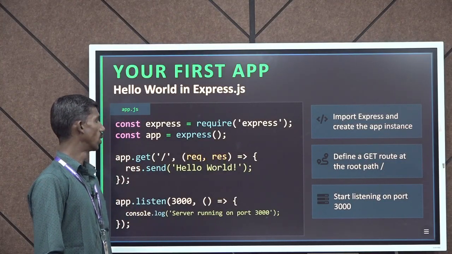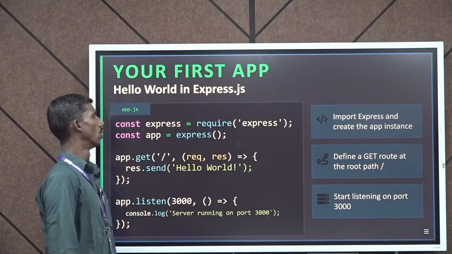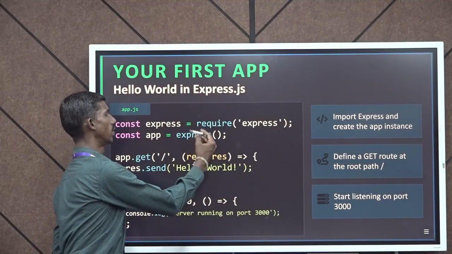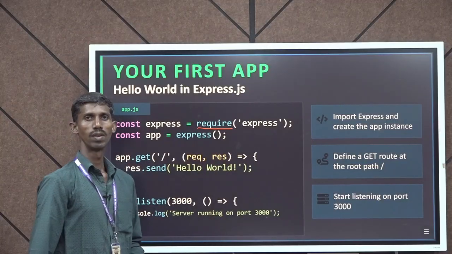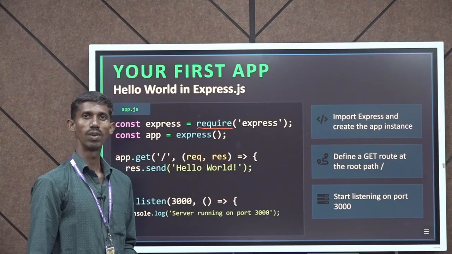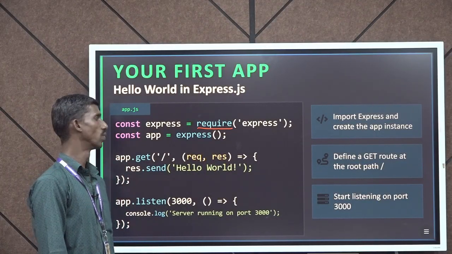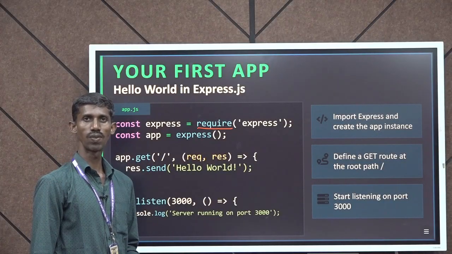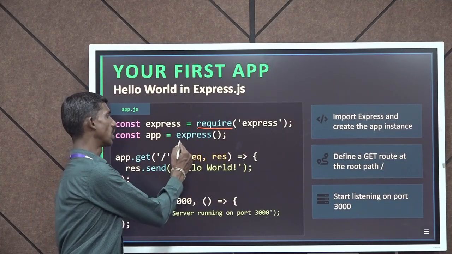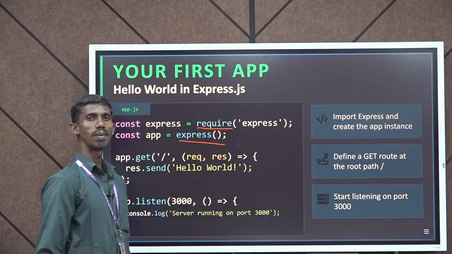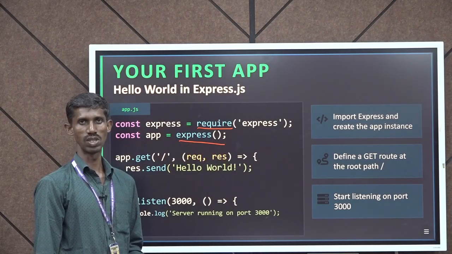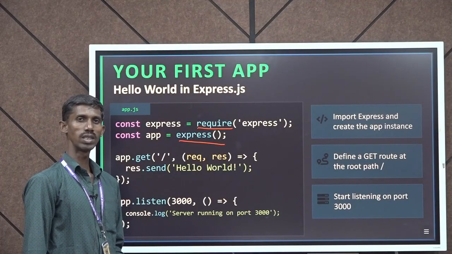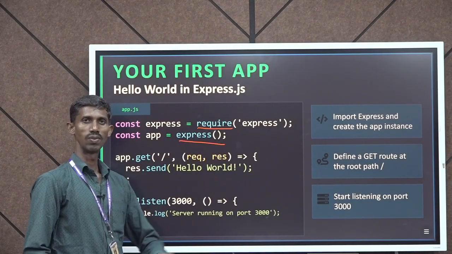For that, in the first two lines of code, first we need to import Express.js with the help of this line. require('express'), we are importing the Express object. Next step, we need to create an instance of Express. When you are using express(), that time it creates an instance of Express.js. It's stored in app.